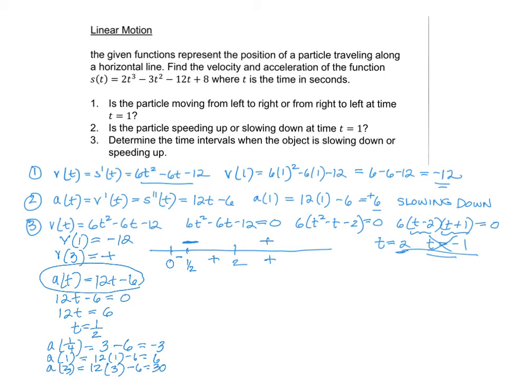Then between 1/2 seconds and 2, notice that the signs don't agree. So then it's slowing down between 1/2 seconds and 2 seconds. And then again, it's speeding up after 2 seconds because these are both positive. They agree in sign. So we know it's speeding up between 0 and 1/2 seconds, and then after 2 seconds.